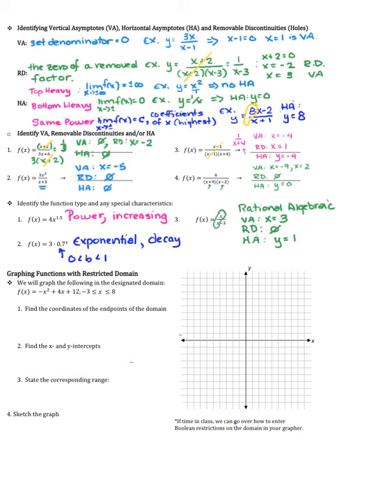So we're going to look at this. Notice it is a parabola. F of x equals negative x squared plus 4x plus 12 with a restricted domain here. So the best way to graph this, I think, is to start at the endpoints and figure out what those are.